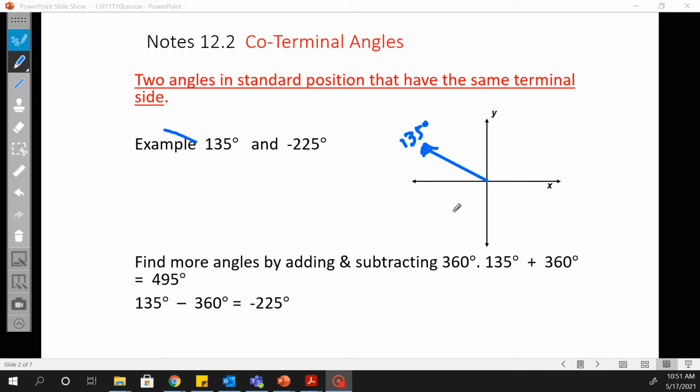So not only would negative 225 be a coterminal angle, that's from subtracting 360, you could add 360 and end up here as well, and that would give you 495. So these all have the same terminal side, all these angles.